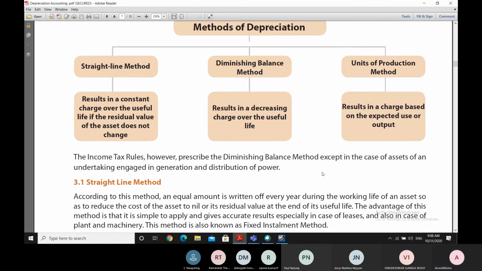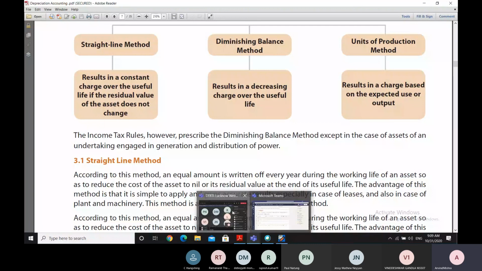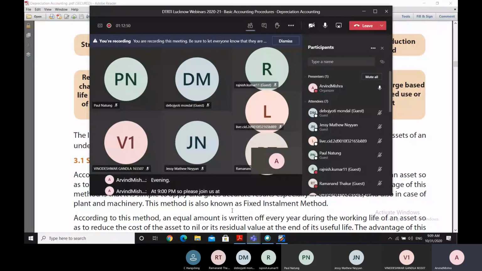So now we'll discuss each method of depreciation one by one, and we'll continue this discussion in part 2 of this webinar on depreciation accounting, which we'll take up this evening at 9 p.m. So please join us at 8:45 p.m. this evening for part 2 of the depreciation accounting.